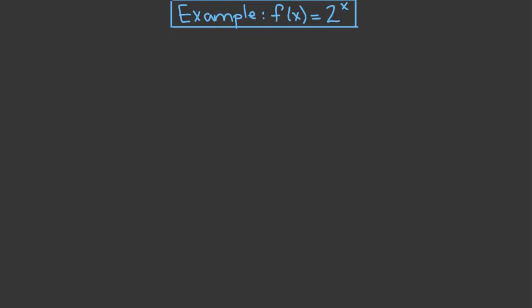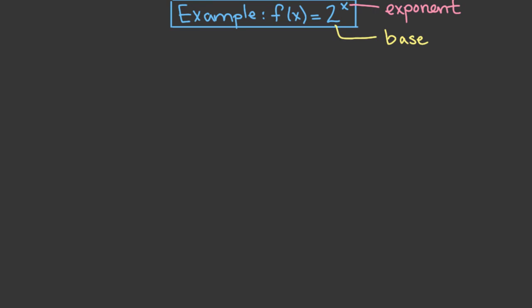Let's look at an example of an exponential function. The function I'm going to think about is f of x is equal to 2 to the x. So the 2 is called the base of the function, and the exponent is the x. So in an exponential function, it is the exponent that is varying, or the exponent that is the variable.